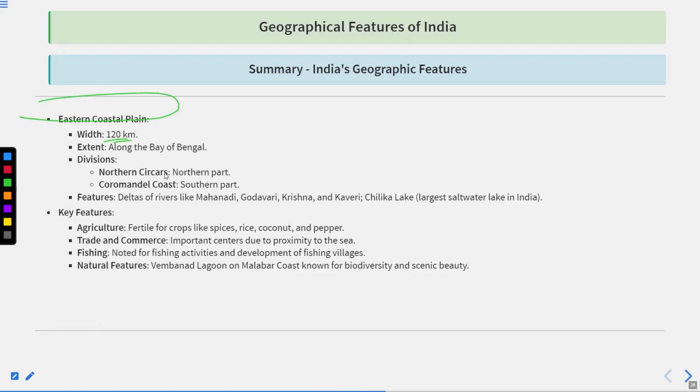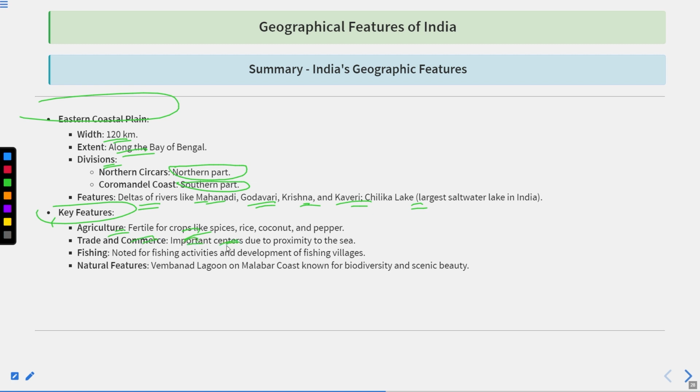Eastern coastal plain with its 120 km extent along the Bay of Bengal. Divisions are Northern Circars in the northern part, Coromandel coast in the southern part. Deltas of rivers like Mahanadi, Godavari, Krishna and Kaveri. Chilika Lake, largest saltwater lake in India. Key features, agriculture, fertile for crops like spices, rice, coconut and pepper.